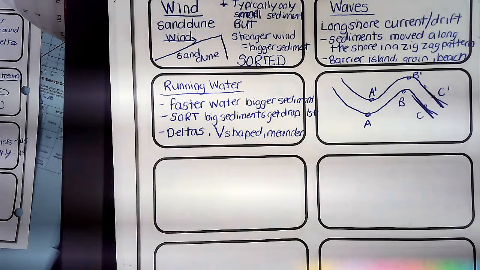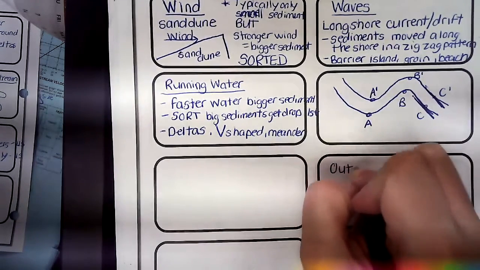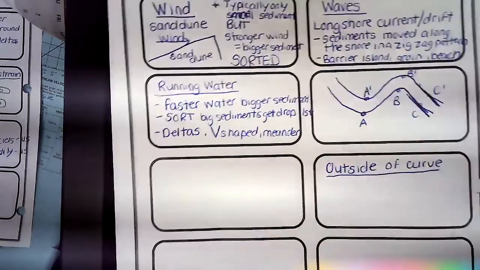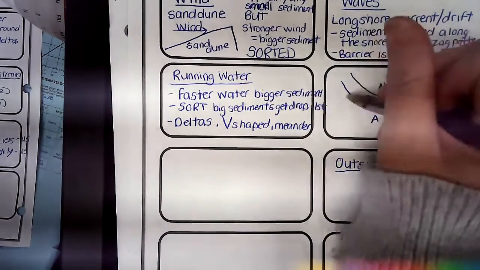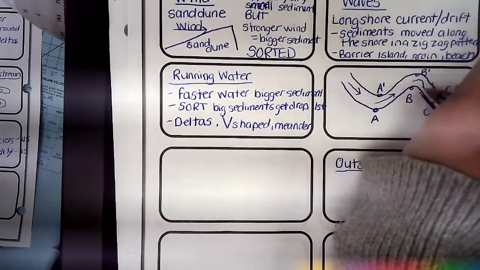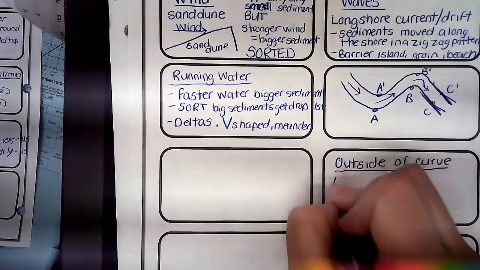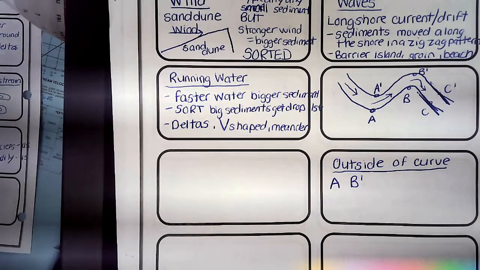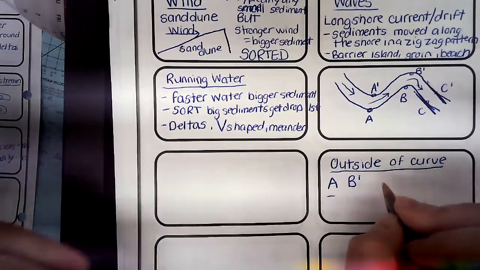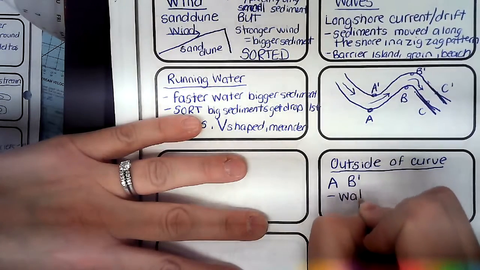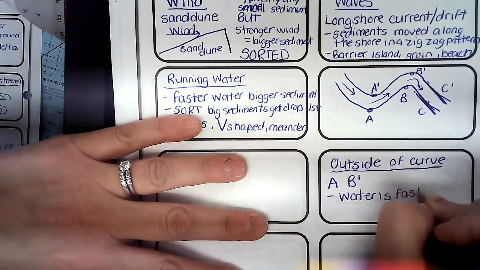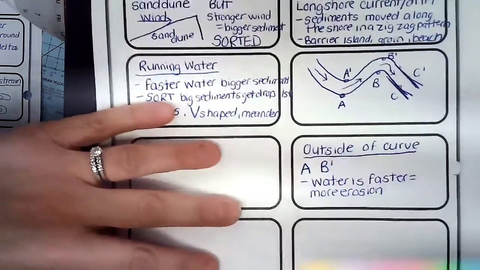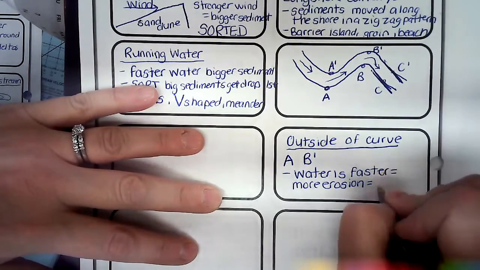Which ones are outsides of a curve? Not all the primes. Is it A or A prime that is the outside of a curve if the water is going this way? A is the outside. What is another outside? What happens on the outsides of the curve? It is more erosion. Why is there more erosion? Yes, water's faster. Faster water equals more erosion. And because there's more erosion, what's the depth? Deeper.